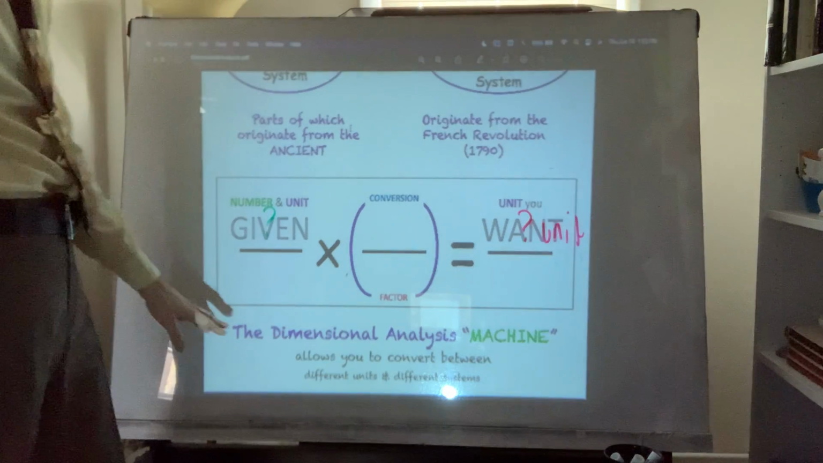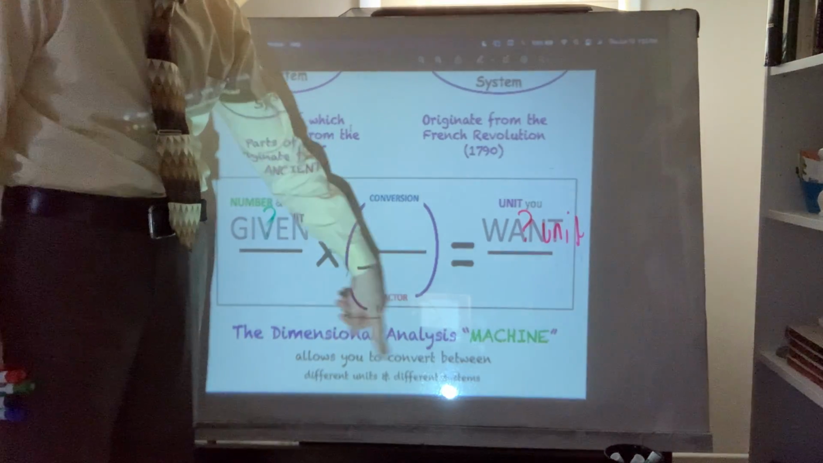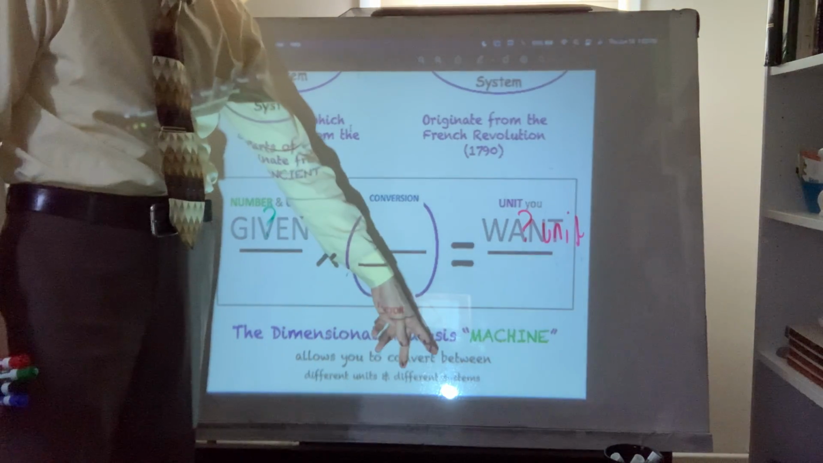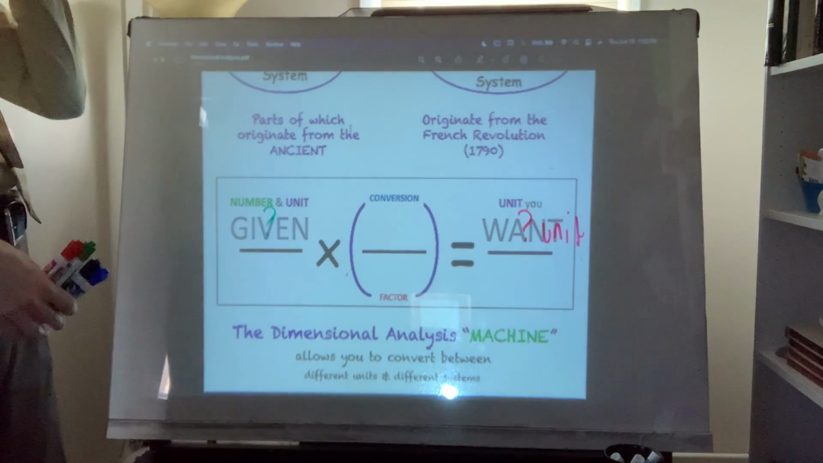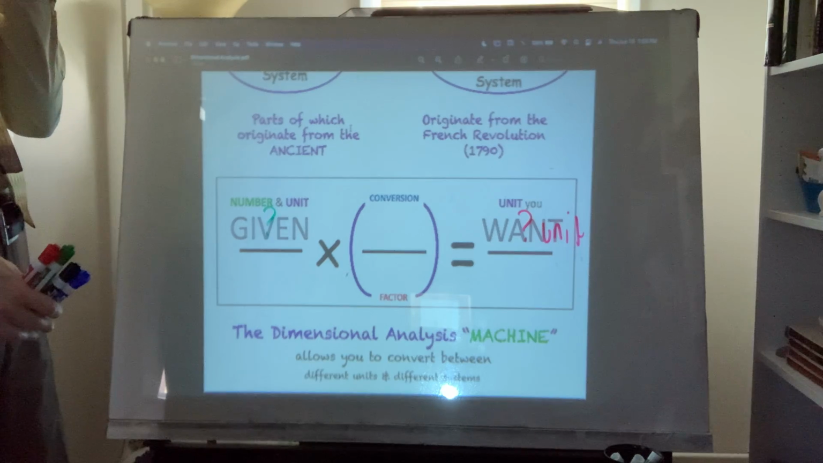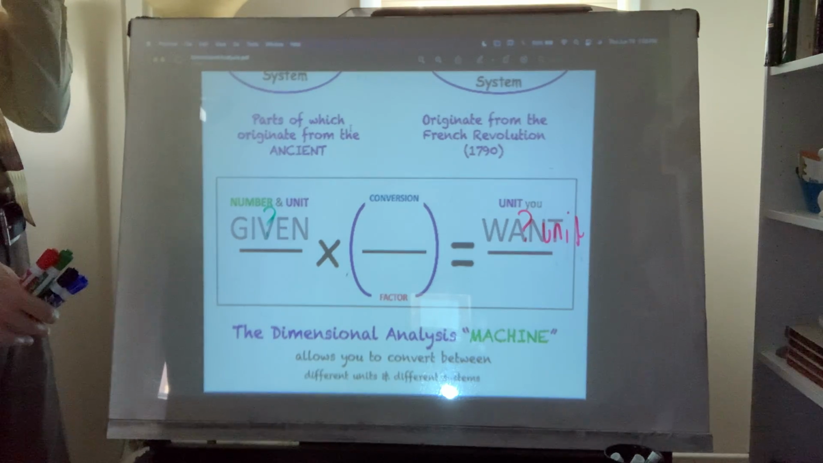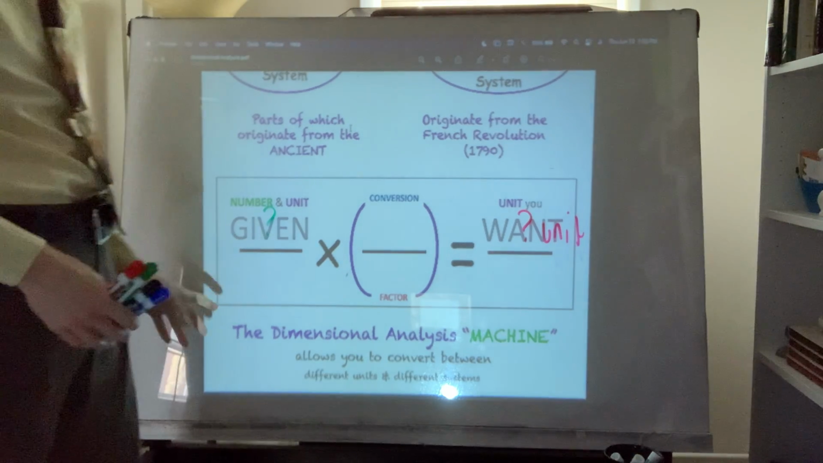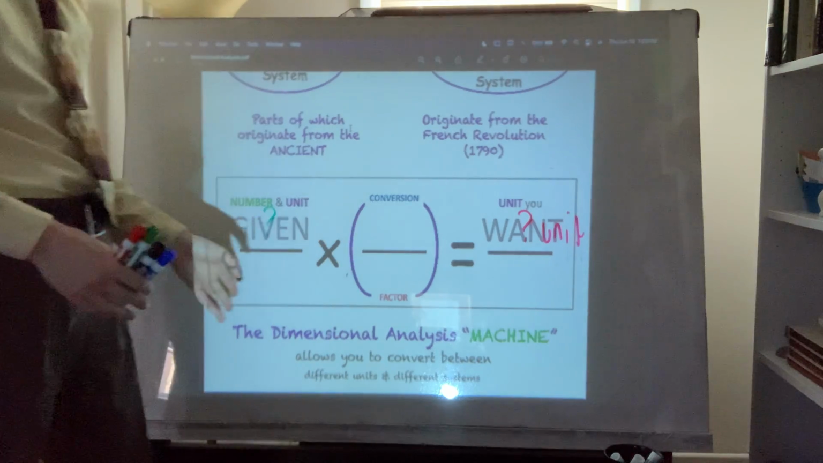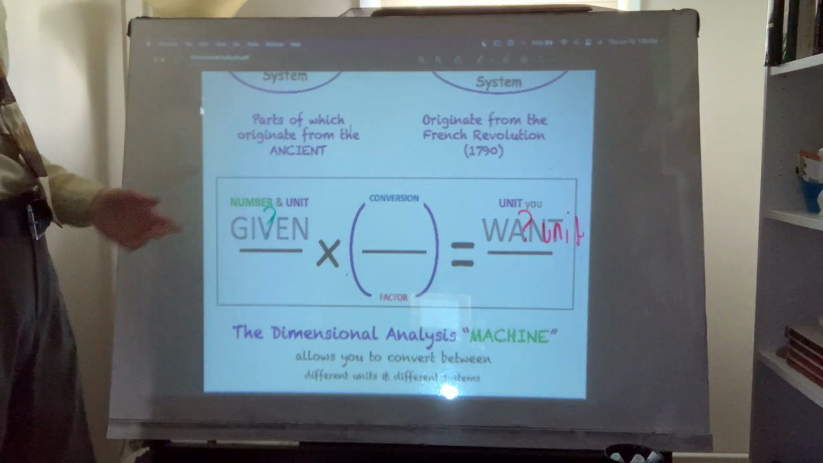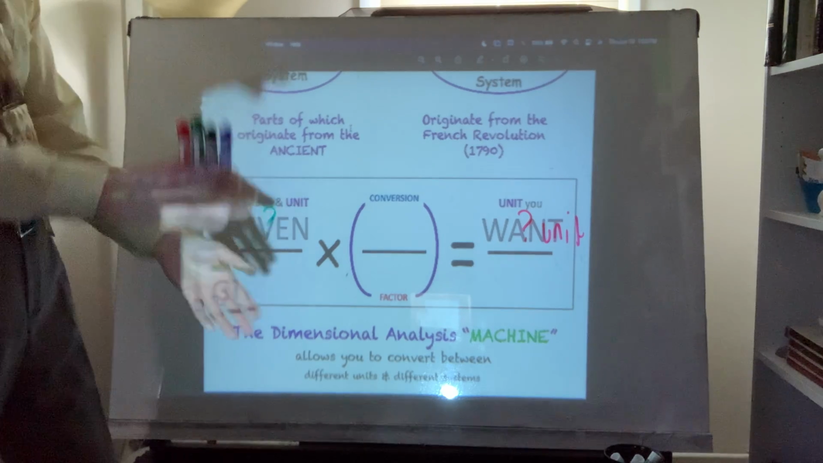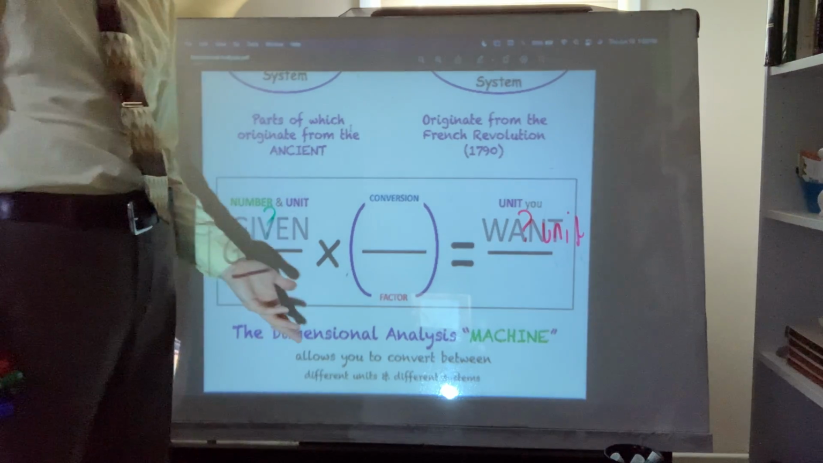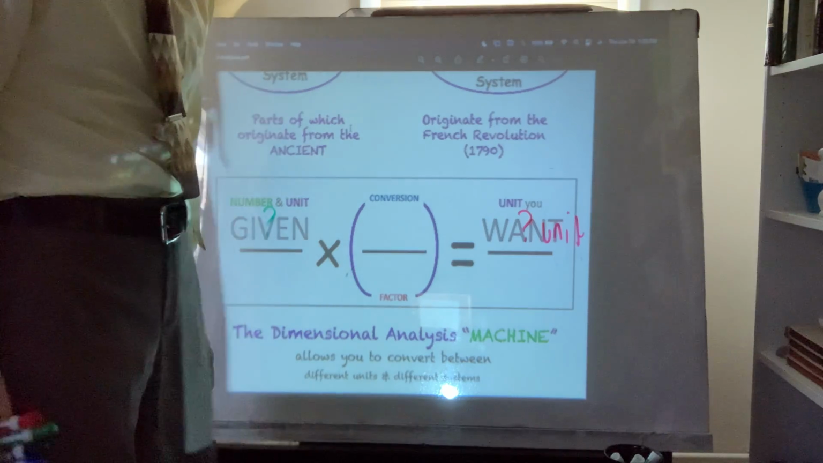Right. Basically, again, what does this allow you to do? It allows you to convert between different units and also between different systems in theory. A lot of times the conversion factors are somewhat rounded when you're converting between the metric system and the imperial system, because one is based upon 10 and another isn't. If you were just dealing with the metric system, you really wouldn't have to do that. There would be no rounding. You're just moving a decimal.